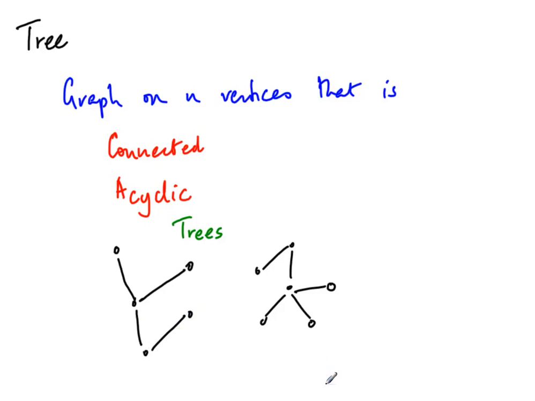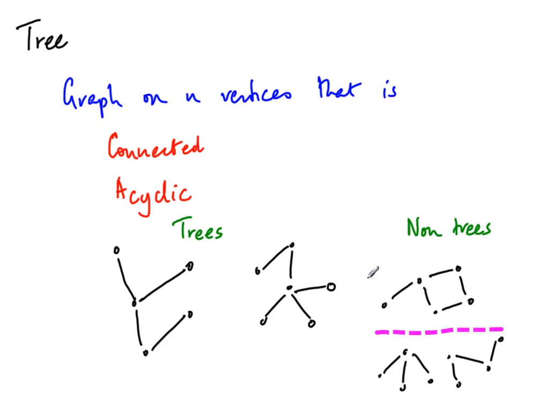On the other hand, let's look at examples of graphs which are not trees. So here are two examples of graphs which are not trees. The graph on the top is not a tree because it has a cycle. These four nodes are connected in a cycle. And the graph in the bottom is not a tree because it is not connected. You cannot get from the left four vertices to the right four vertices because there are no edges between the left and the right. So this is not a connected graph and hence not a tree.